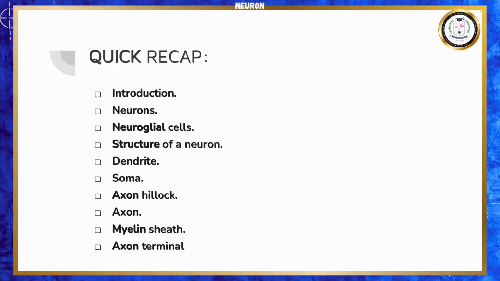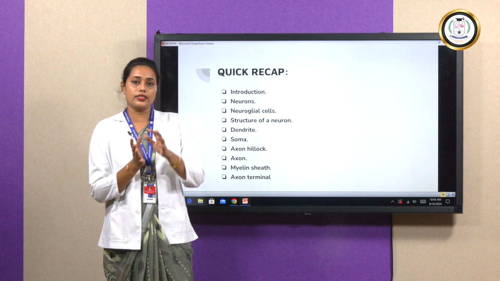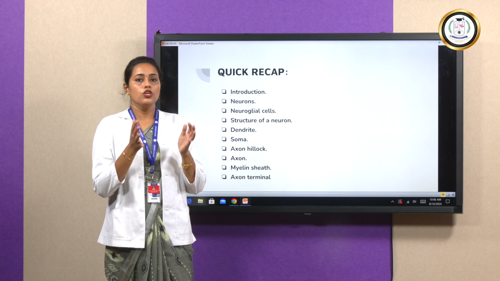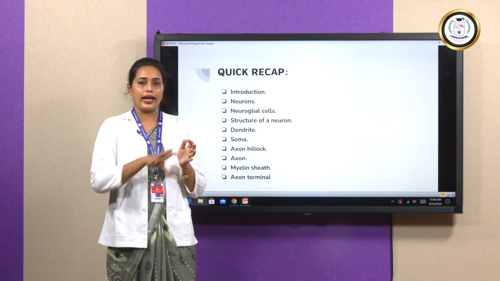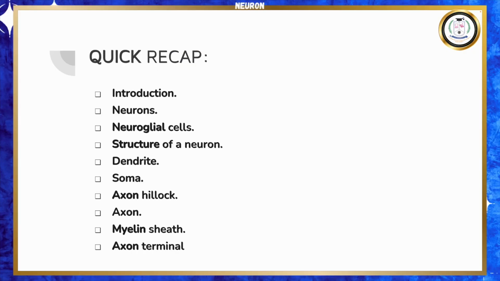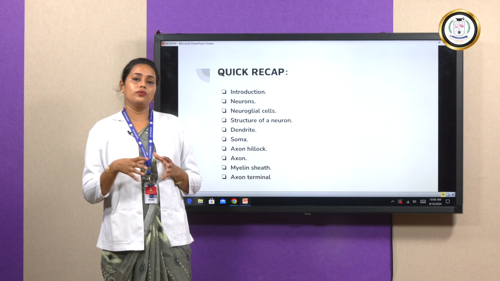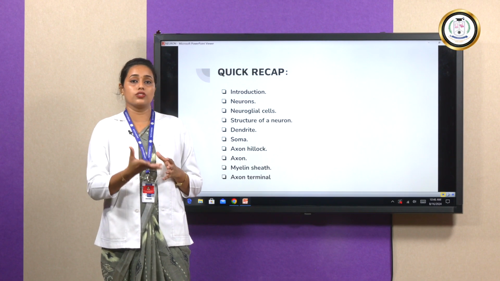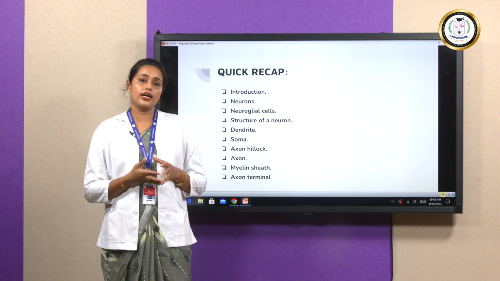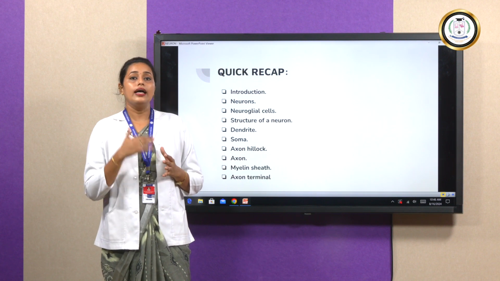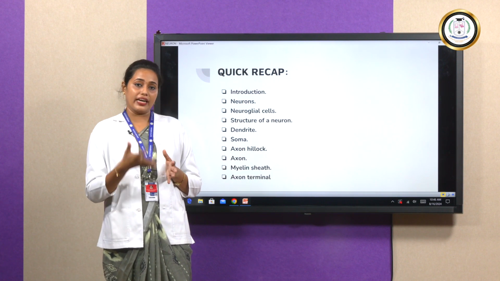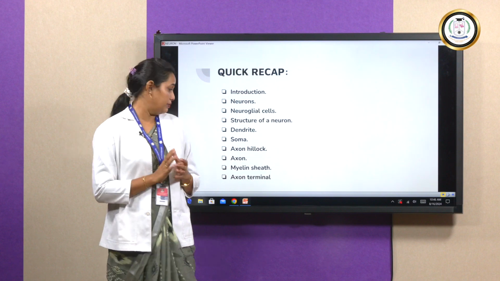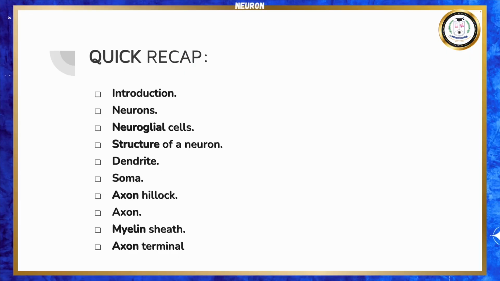Then we covered the axon hillock, a triangular, conical-shaped structure which separates the cell body from the axon and extends further as the axon. And then we spoke about the axon. The axon is a tubular structure with a central core of cytoplasm called the axoplasm, which is surrounded by a layer of axolemma, and that layer is surrounded by the myelin sheath followed by the neurolemma.